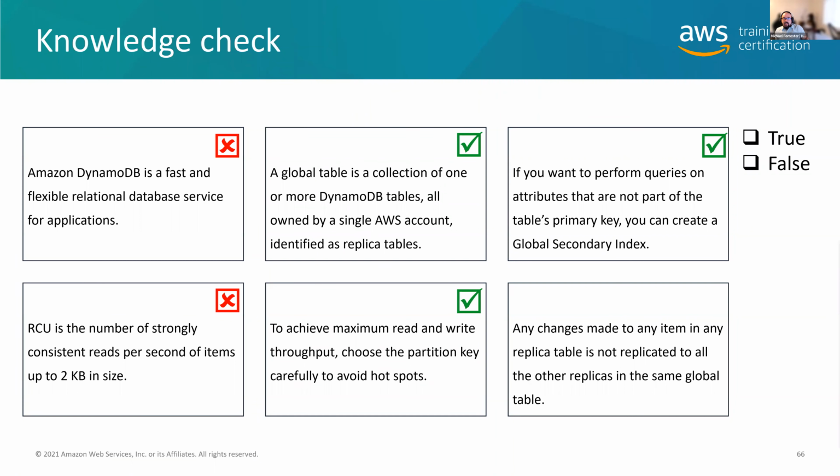Last one: any changes made to any item in any replica table are replicated to all other replica tables within the same global table. Hold on, let me just make sure I'm clear on this. Any changes made to any item in any replica table, oh, it's not replicated to all of the other replica tables in the same table. Is that true? Let's think about that. Why even have a replica table if it's not going to replicate to all the other tables in the same global table? That doesn't sound right. That sounds false.